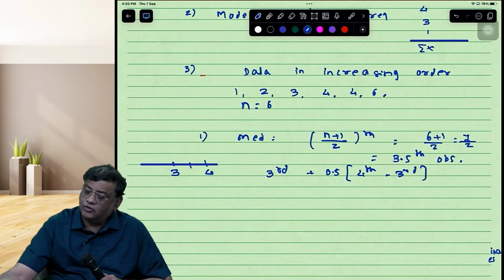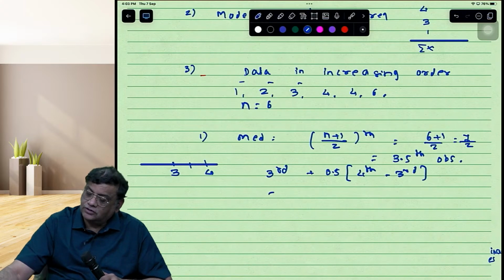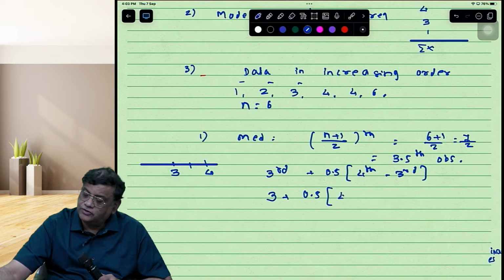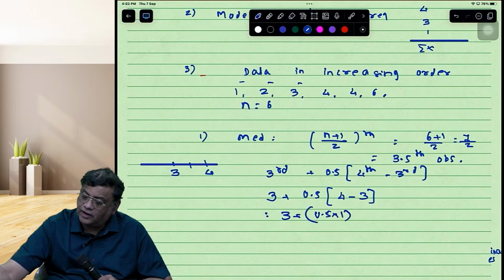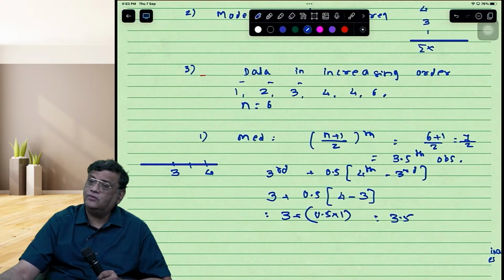Now the question is, what is the third observation? You just need to count 1, 2, 3. So the third observation is 3, and the fourth observation is 4. Therefore 3 plus 0.5 into (4 minus 3), which is 3 plus 0.5 into 1. So 3.5 is the median.